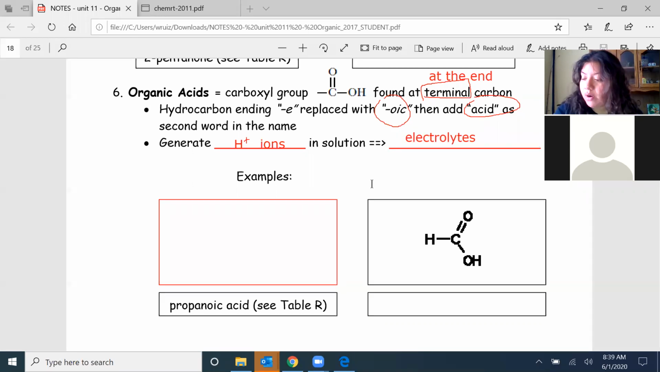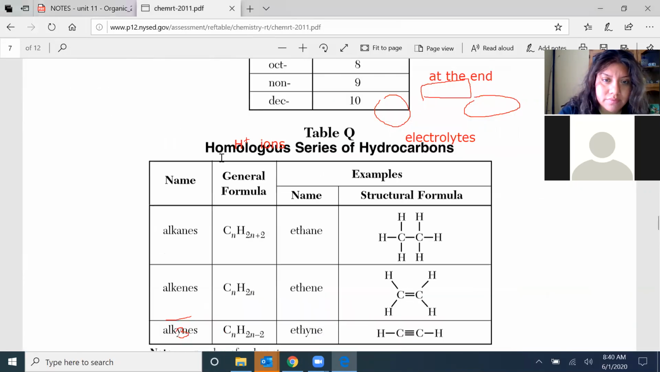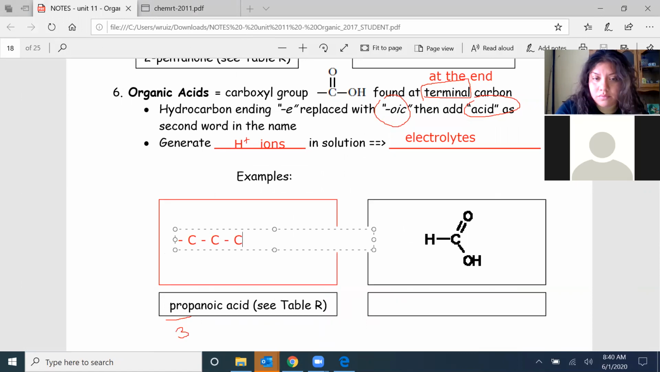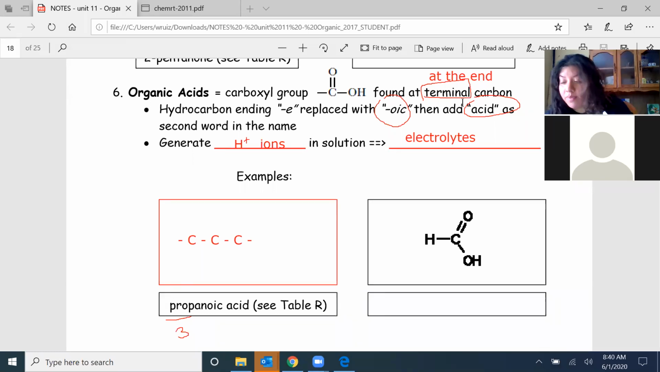So an example of one, propanoic acid. So there's prop, and we know from memorizing and all the examples we do, prop is 3. So there's 3 carbons. And there's no number. It's always at the end carbon. So there's not going to be numbers involved with this, right? There's going to be no numbers in this part when you're talking about the carboxyl group because they're always found at the end.